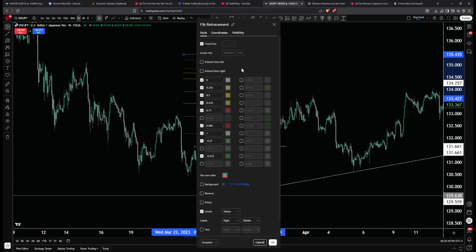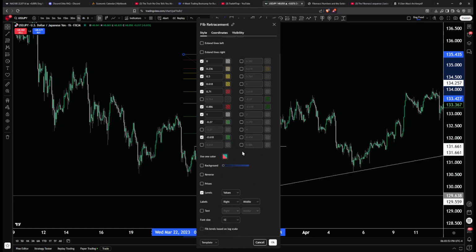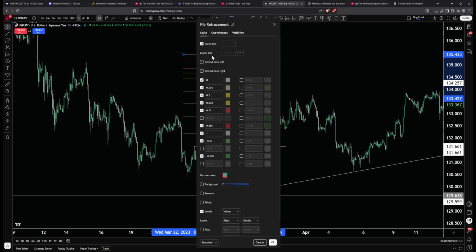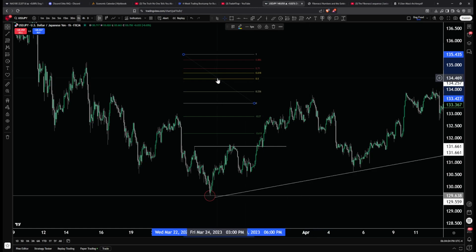Yeah, so go ahead. You can pause the video and screenshot this. Let me scroll down. So this is what I have my fibs set up as. My trend line is on 10%. My levels, my lines, things like that. All right, cool. So this is fibs, right?